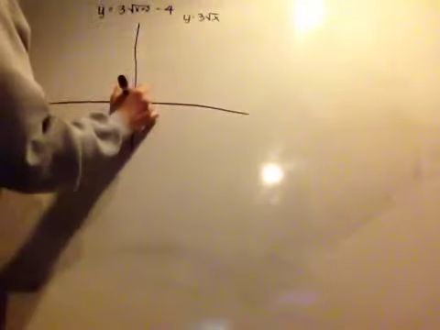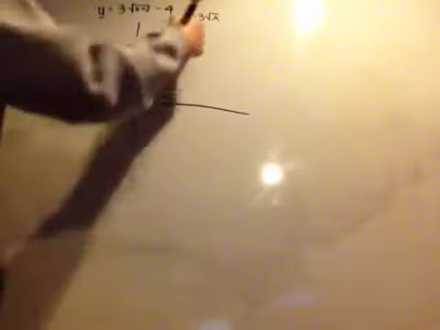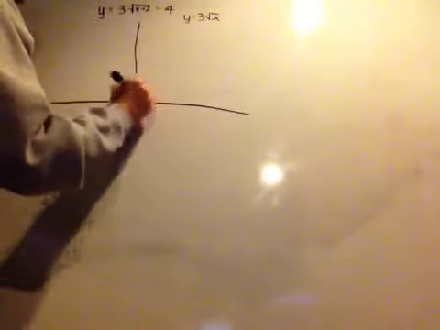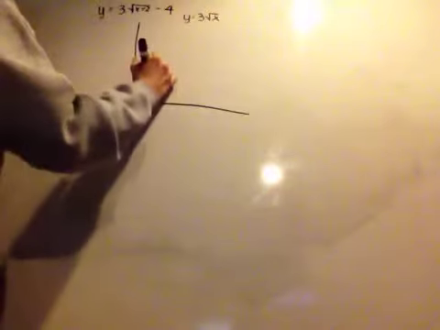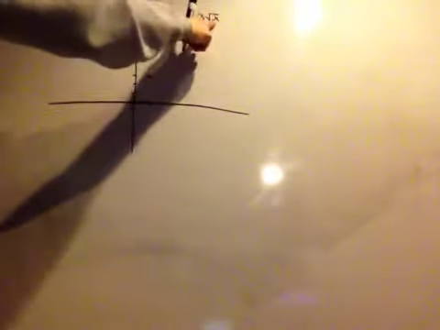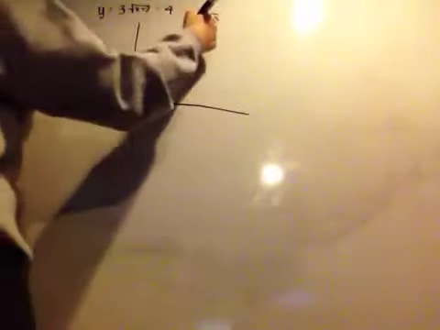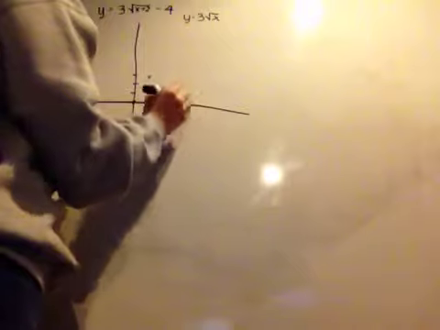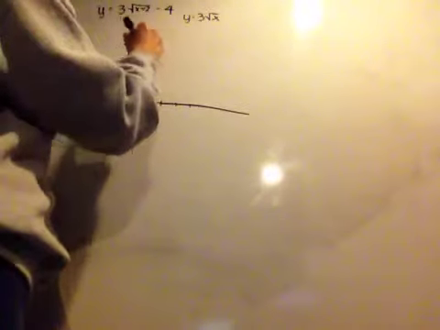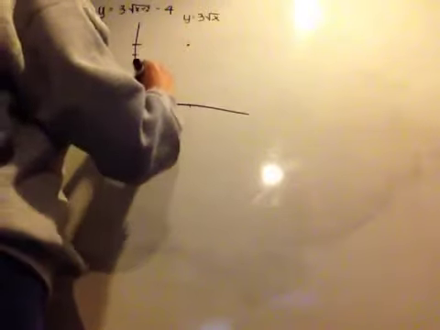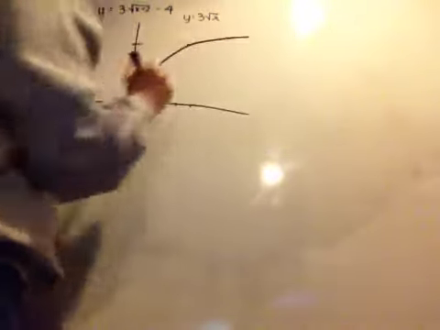So when x is 0, we're at 0. When x is 1, the square root of 1 is 1, times 3 is 3. When x is 4, always pick numbers you can easily take the square root of. The square root of 4 is 2, and 3 times 2 is 6. So at 4 it's 6. You just want enough points so that you can translate them.